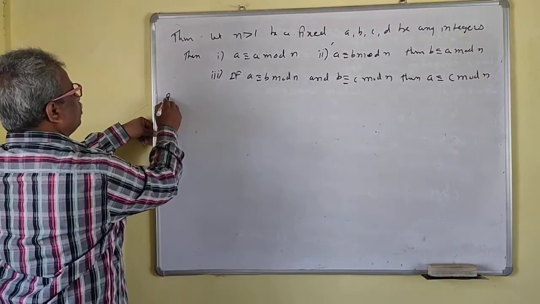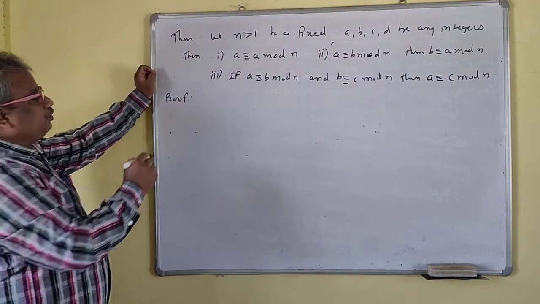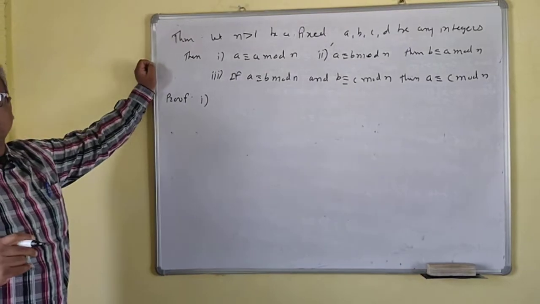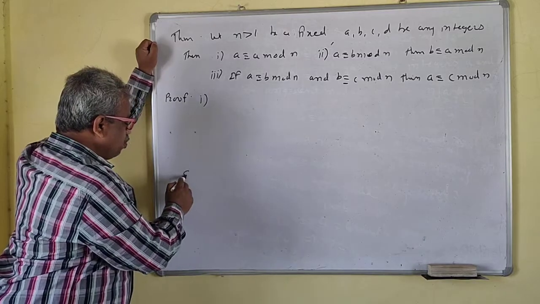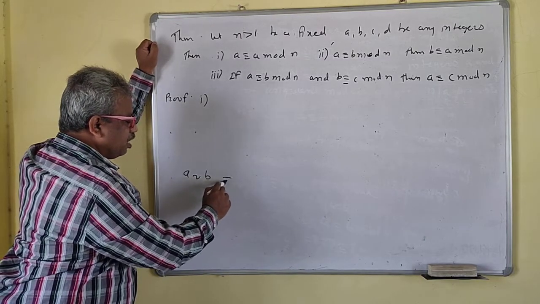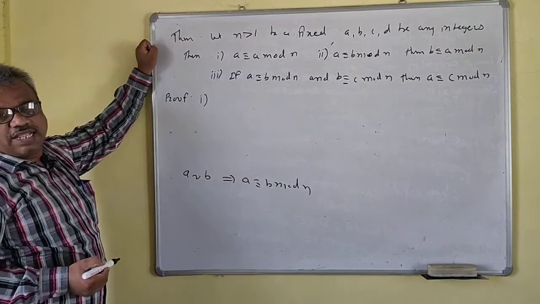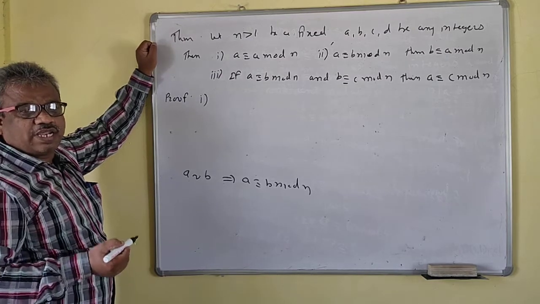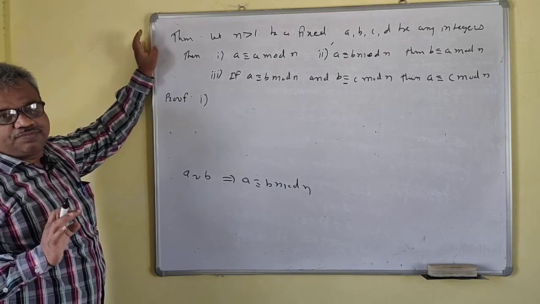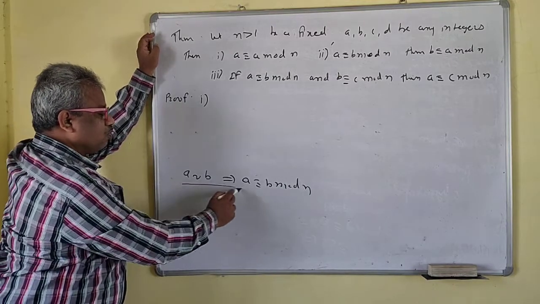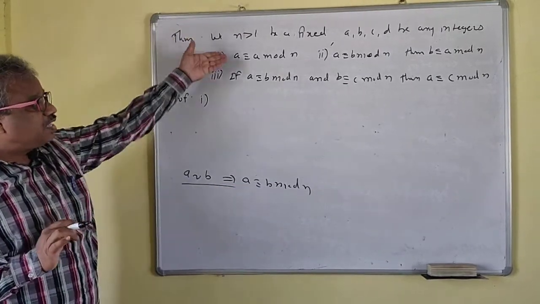Okay, so we'll take the proof of this one. So what do I have to prove? Proof of the first one: a is congruent to a mod n. That means what? If you have seen this, a is related to b if and only if a is congruent to b mod n. So you know the equivalence relation, right? Equivalence relation means it is reflexive, symmetric, transitive. So congruence modulo n is an equivalence relation. That means a is related to b if and only if a is congruent to b modulo n. We can prove this is an equivalence relation with the help of these three.